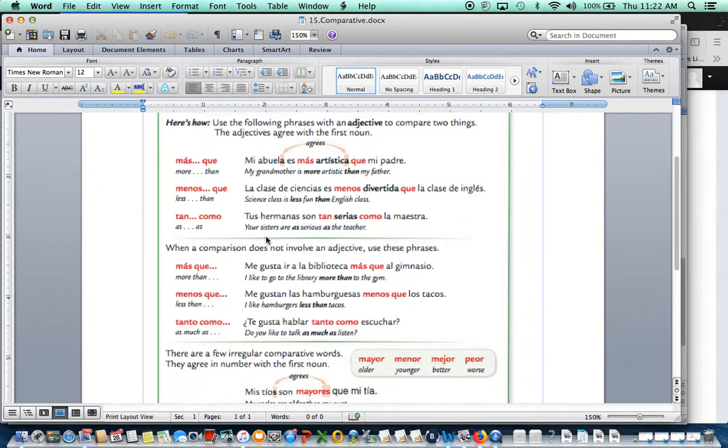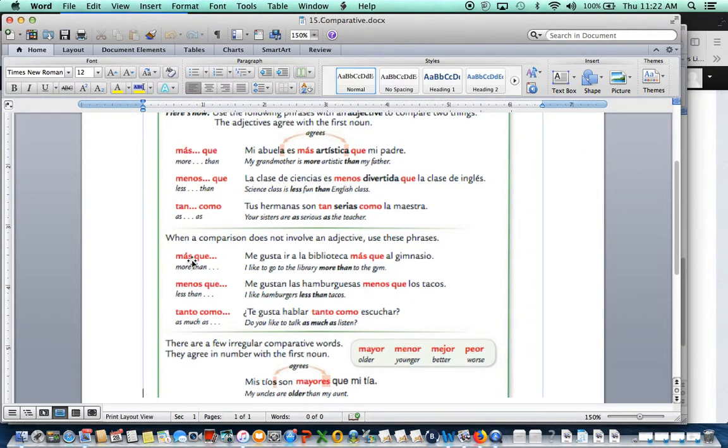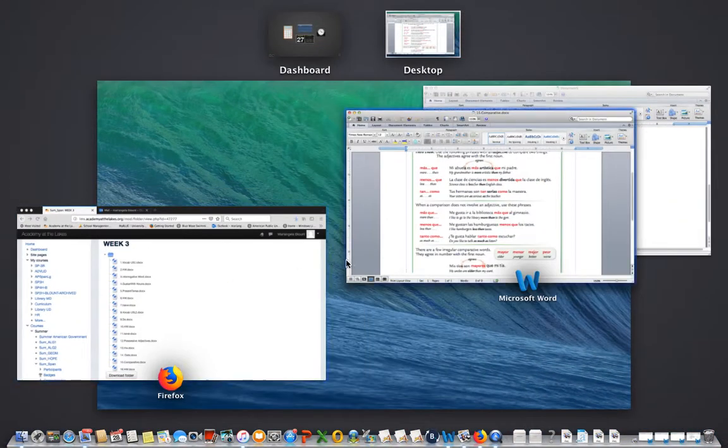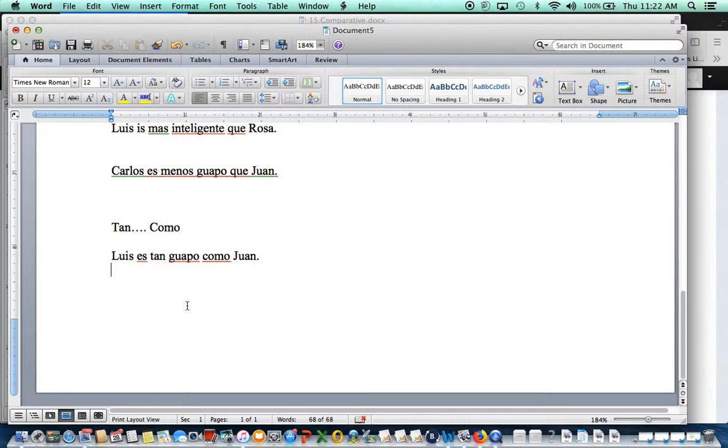This one right here, and then we have pretty much the same thing here, but there's nothing between. So that means you don't need to have an adjective, and actually here it says does not involve an adjective. Here you don't need an adjective. Here you do need an adjective. And this one right here, you keep it together and you pretty much express what you like with this one. So let's go back here and do some activities, okay? So remember, you keep it together. Now it's más que, nothing between, no adjective.